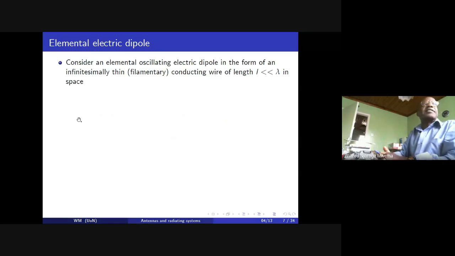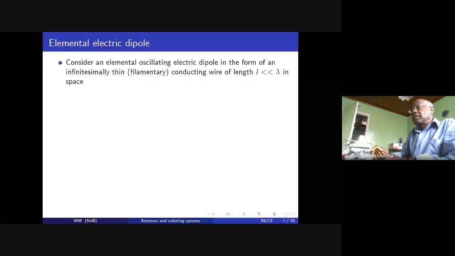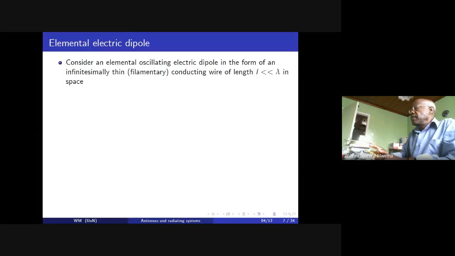So the first approach we look at is what we call the electric dipole. And this is usually an elemental or a very small short wire. So we are going to consider an elemental oscillating electric dipole in the form of an infinitesimally small or filamentary conducting wire of length L that is much smaller than the wavelength at the frequency of interest. And this is isolated in space.